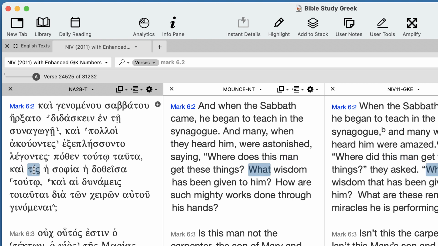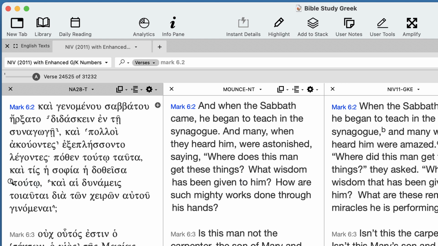And what wisdom which has been given to this one. So again, you have the same thing. You have hutos, to him, to this one, to him. In other words, where did the wisdom come from?